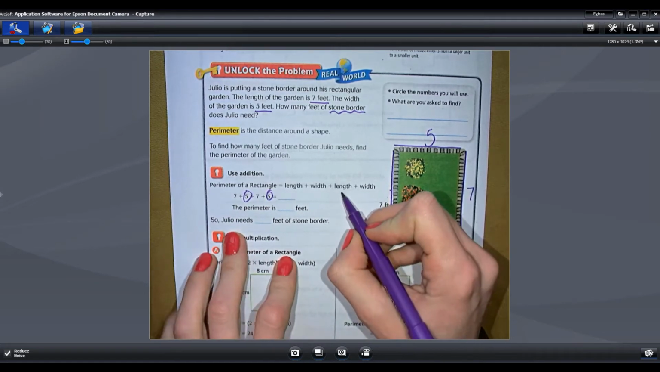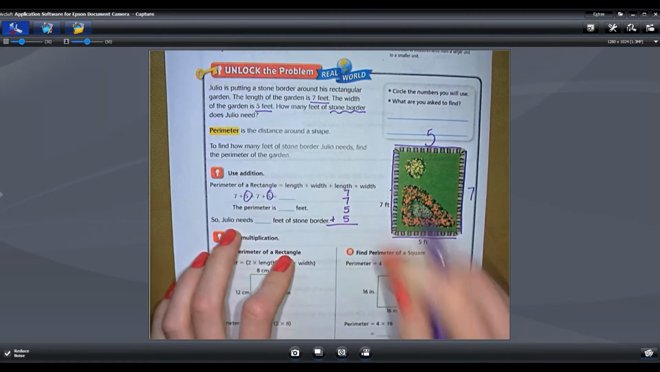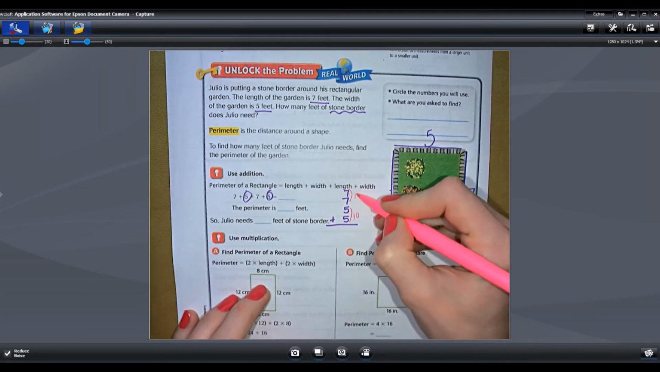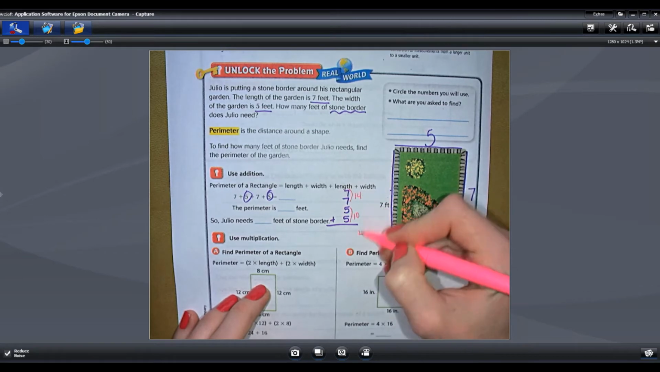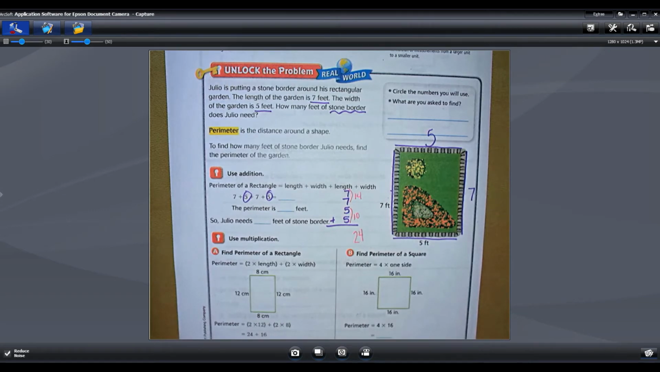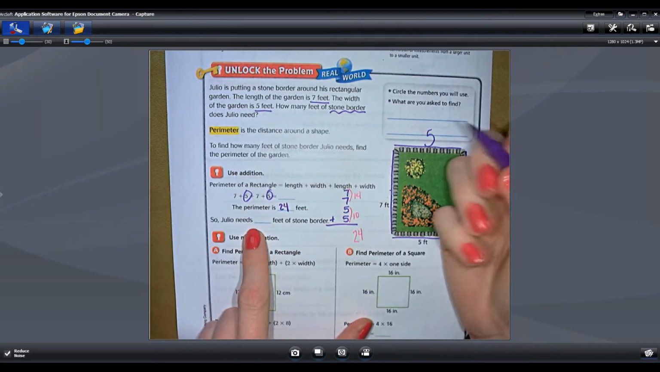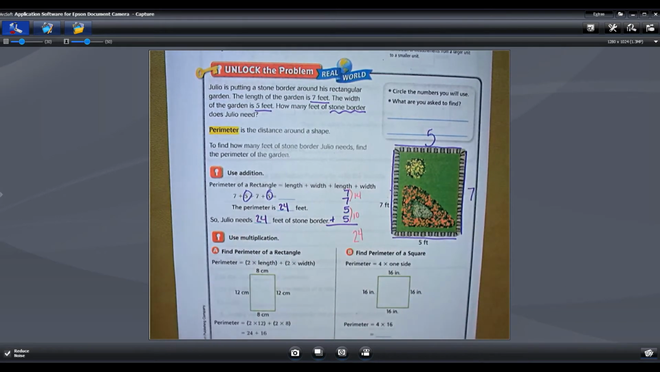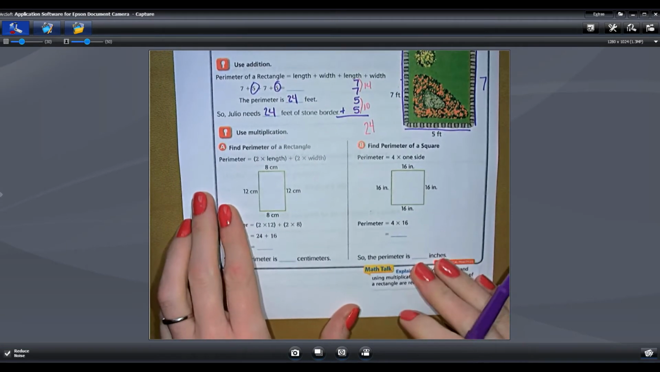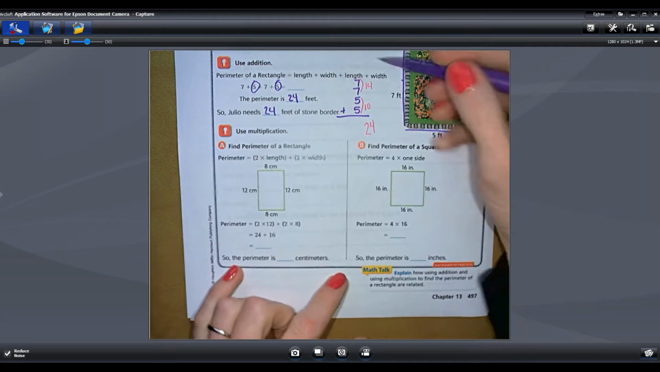You need to figure out some way to add up 7 plus 7 plus 5 plus 5. In my head, I think it's easiest to say 5 plus 5 is 10, and 7 plus 7 is 14. 10 plus 14 would be 24. That's the way my head does it, but do it the way that's best for you. The perimeter is 24 feet, so Julio needs 24 feet of stone border. Another way you can think about this is with multiplication. But the way I want you to do it all the time, the easiest way, is to just add up all 4 sides.